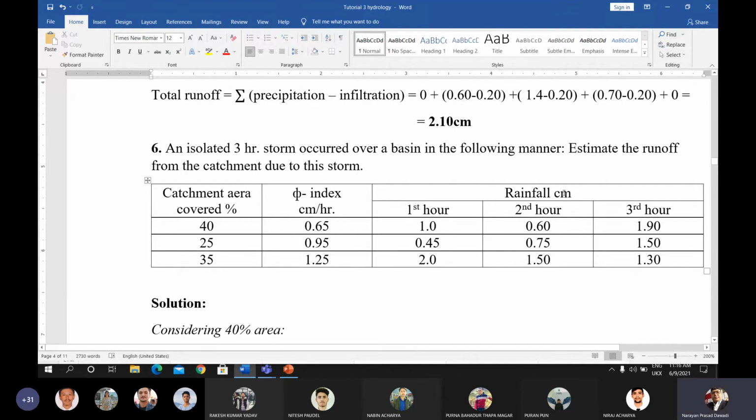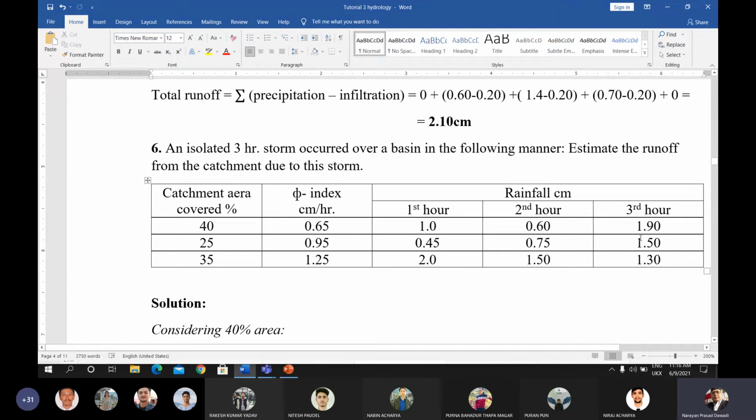The rainfall is given in centimeters here. Intensity of rainfall is the velocity of rainfall, that is, the depth divided by the time. Time is 1 hour. If you divide 1 by 1, this will be 1 centimeter per hour. For the second hour, the time duration is 1 hour, so 0.60 divided by 1 becomes an intensity of rainfall of 0.60 centimeter per hour.